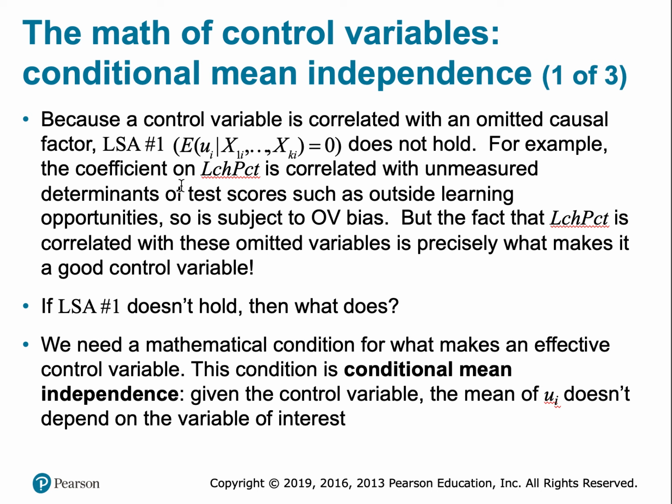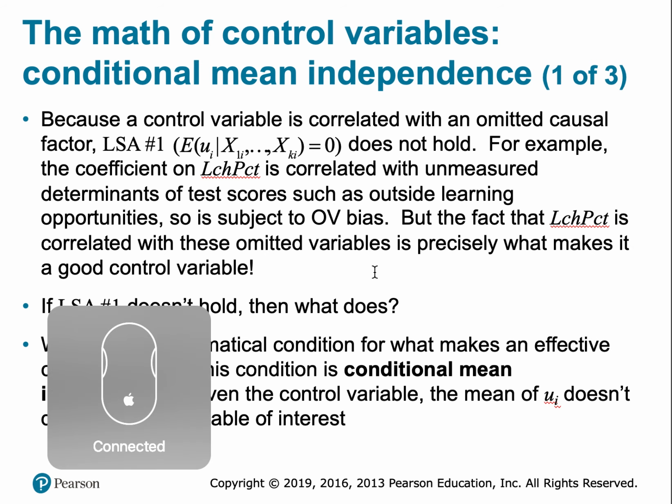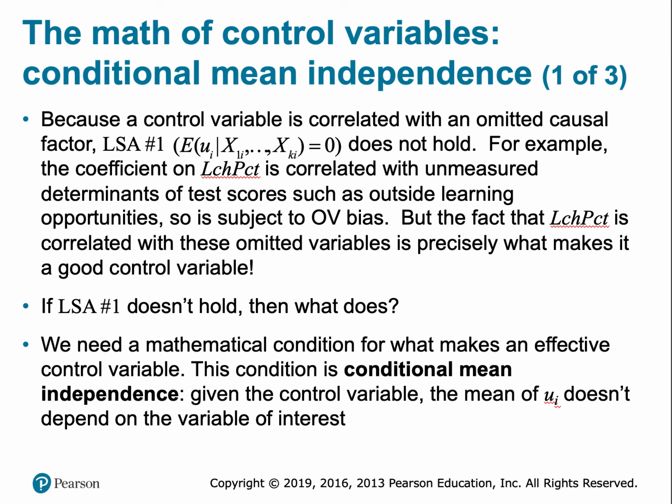For example, lunch percent is correlated with unmeasured determinants of test scores such as outside learning opportunities, so it is subject to omitted variable bias. But the fact that lunch percent is correlated with these omitted variables is precisely what makes it a good control variable, right?